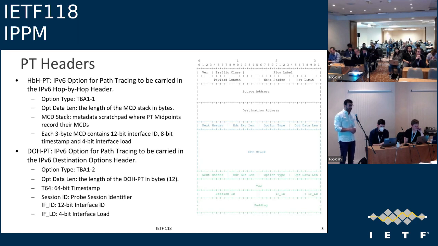So this is again a new IPv6 option header, and thanks to some of the reviews that we got when we presented the draft. Basically, in the past, this was an SRH path tracing TLV, and we updated the draft, and we updated this header in the latest draft. The option type for this header is still to be defined, and it includes a 64-bit timestamp field, plus the session ID, the interface ID and the interface load.